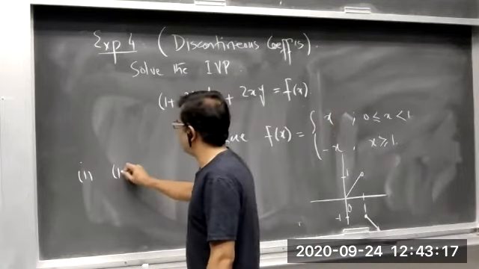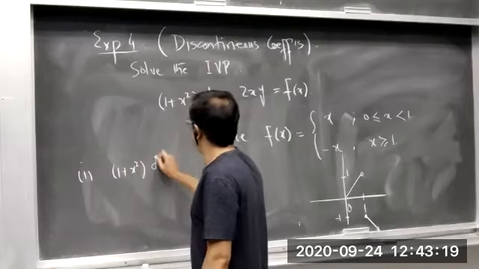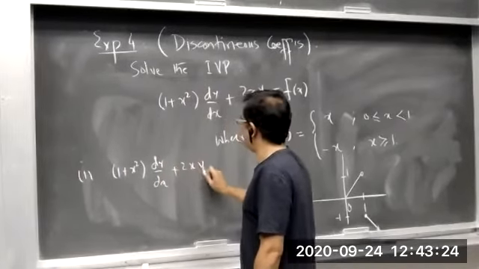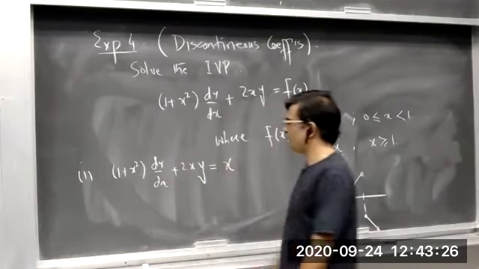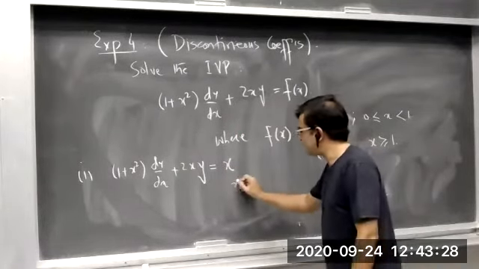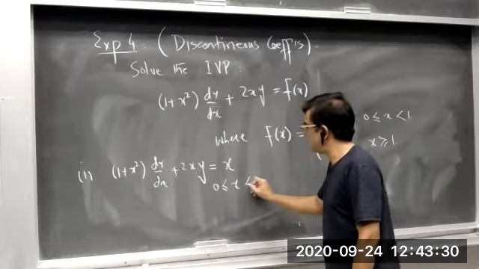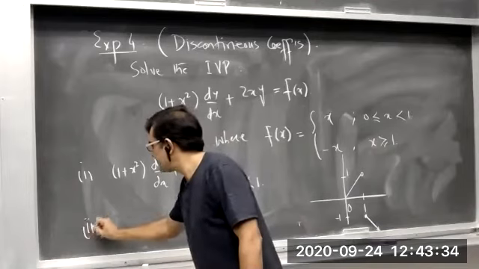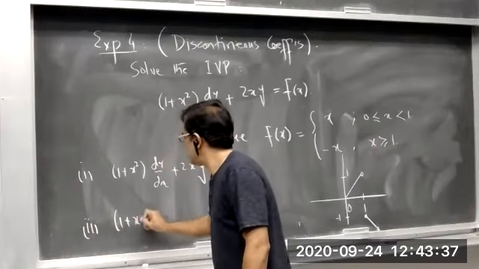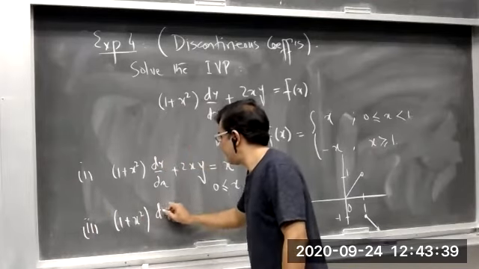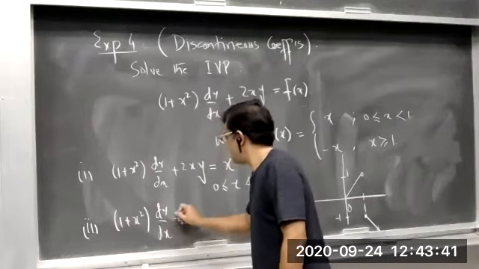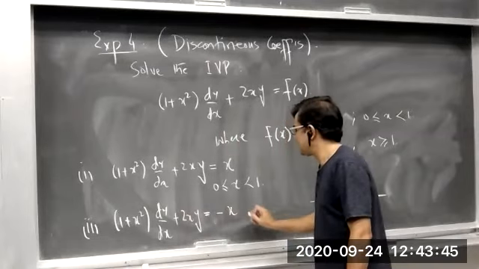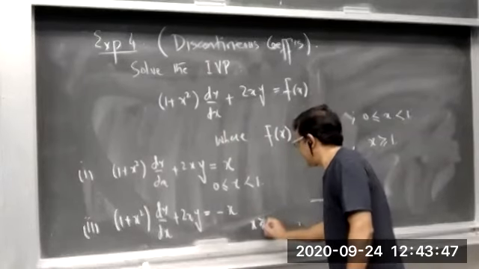First one is (1 plus x square) dy by dx plus 2xy equal to x. Here x is defined greater than or equal to 0 and less than 1. This is your first problem. The second problem is the same, but the right hand side should be different: (1 plus x square) dy by dx plus 2xy equal to minus x whenever x is greater than or equal to 1.